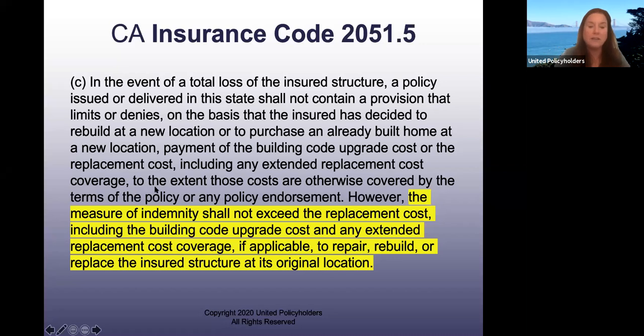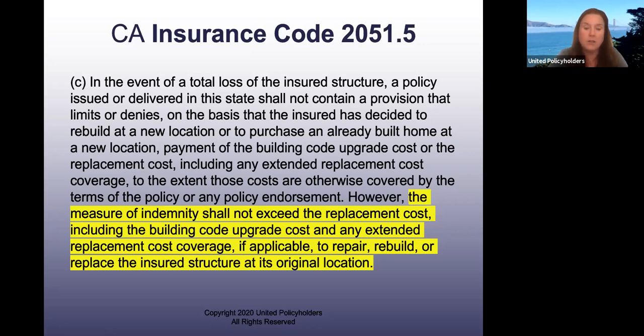You don't have to spend it on code upgrades, okay? That's not the bid. It's the measure of indemnity. All they're talking about is how much they owe you. So say you've got $400,000 in your coverage A, your basic dwelling coverage plus your extended, whatever. And then you get the $100,000 code upgrade. That means you have $500,000 to spend towards your replacement property.